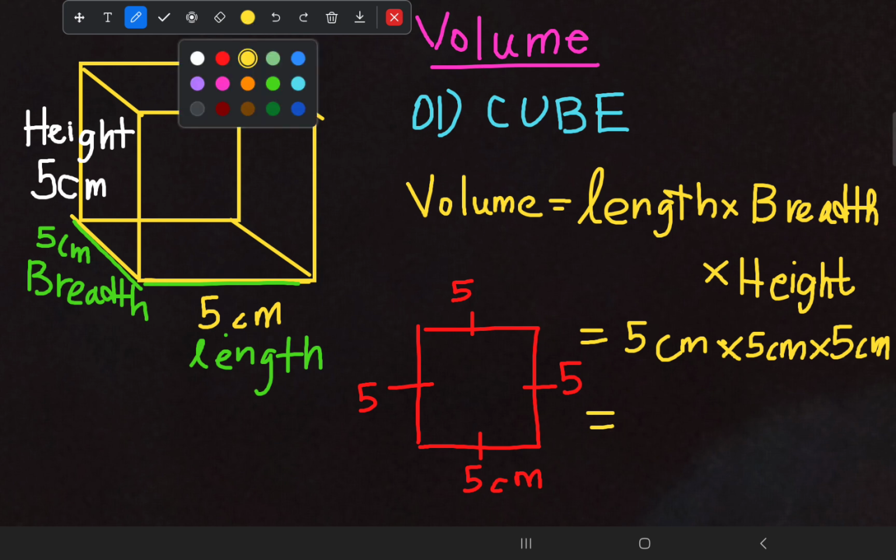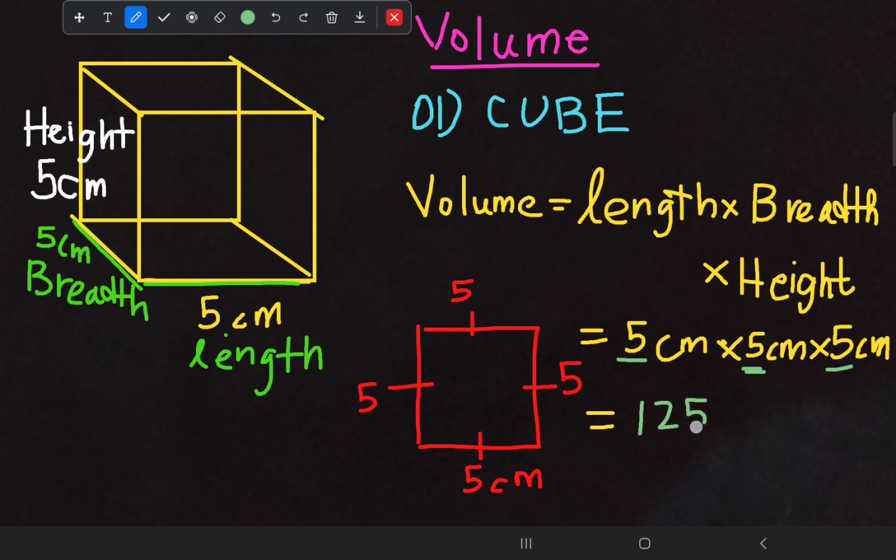Then you should multiply all these magnitudes. Let's multiply our numbers first. 5 fives are 25. There are 3 fives. 5 fives are 25, 25 fives are 125. Just recall how we found the area of a square. To find the area, you multiply 5 centimeters into 5 centimeters. So 5 fives are 25.